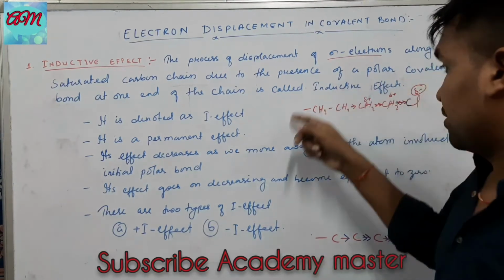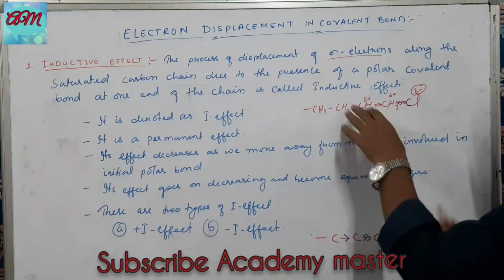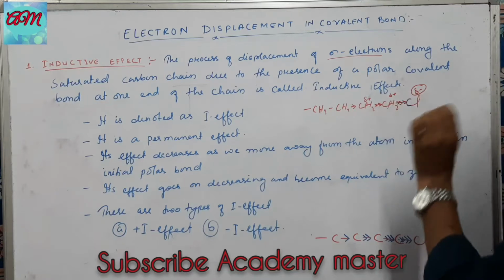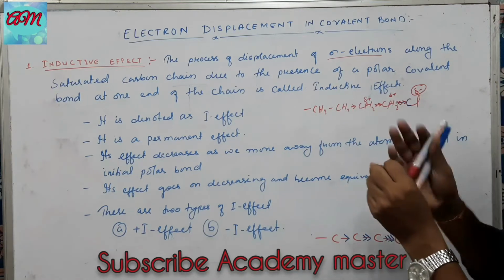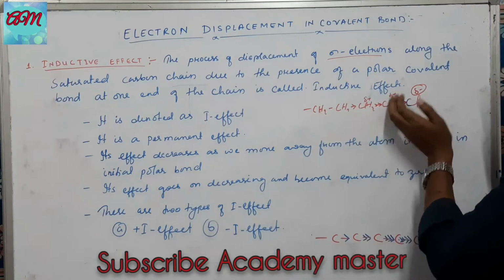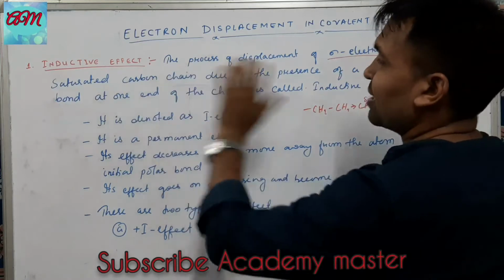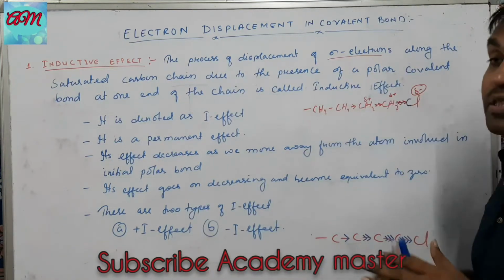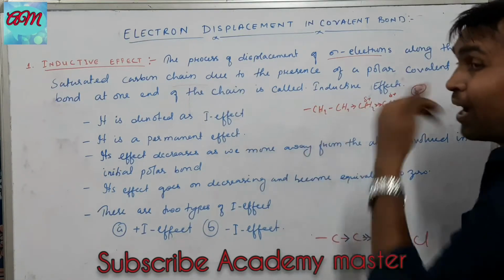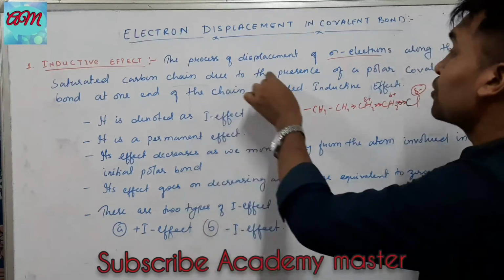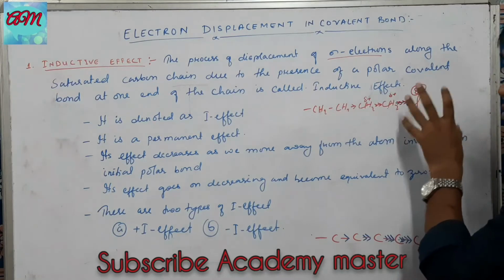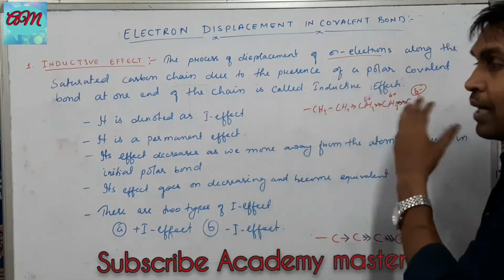So this process is the displacement of sigma electrons. This bond is called a sigma bond, so when the bond is broken, the electrons which are displaced are called sigma electrons. So the process of displacement of sigma electrons along the saturated carbon chain, which means it's all single bonds, so it is called a saturated carbon chain. Why is this displacement taking place? Due to the presence of a polar covalent bond.